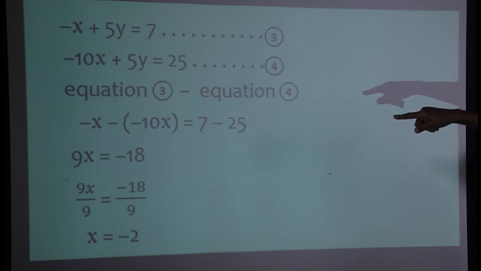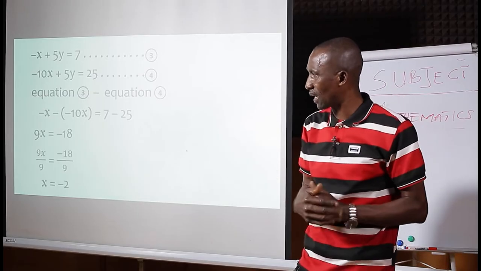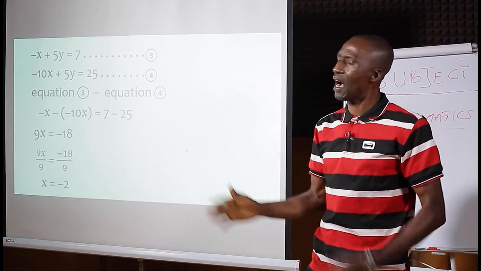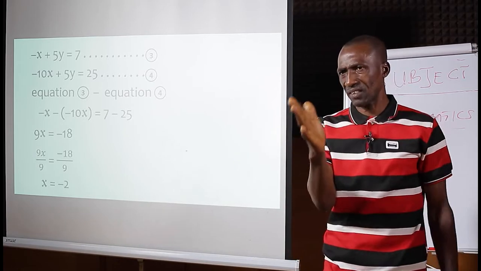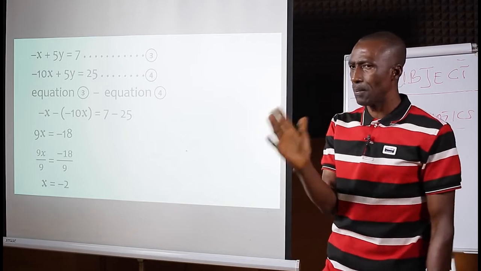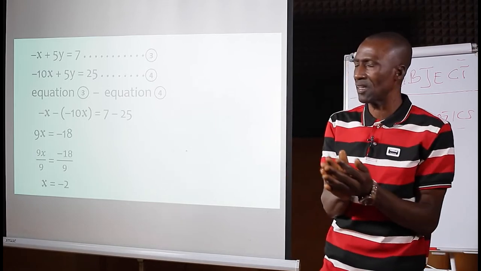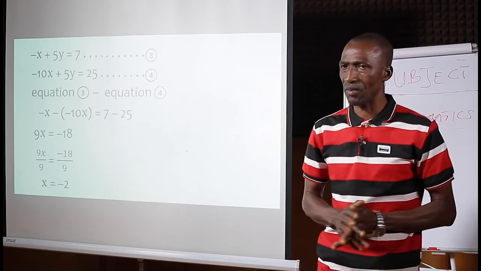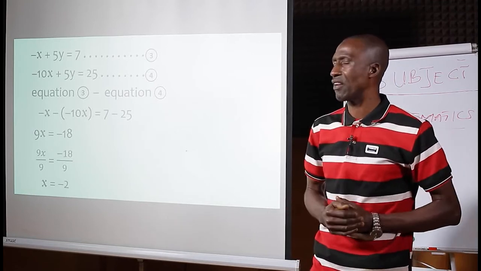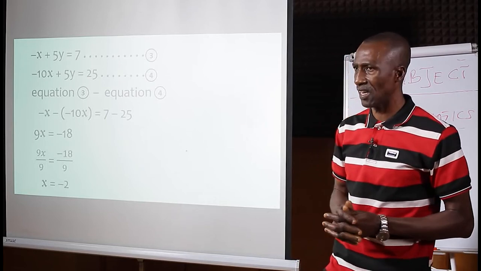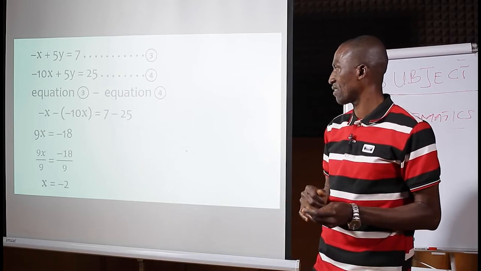Then minus 10x is now equal to 7 minus 25. Now, the two middle signs in the bracket, minus minus becomes positive. So, I now have on the left minus x plus 10x, and by the idea of directed numbers, that will give us 9x. There on the right, 7 minus 25, the answer is minus 18.